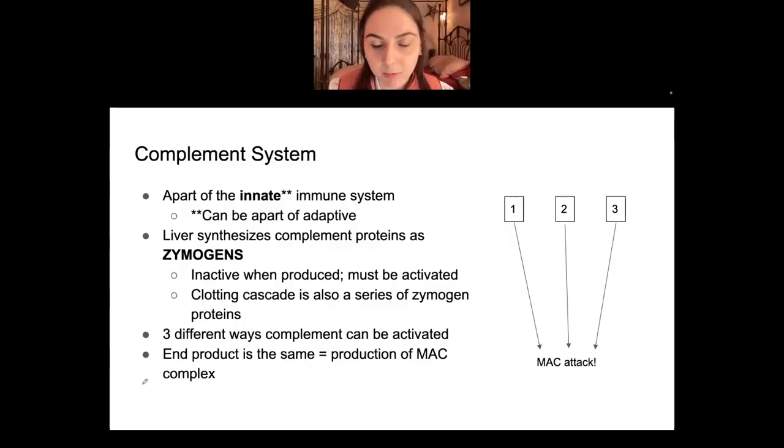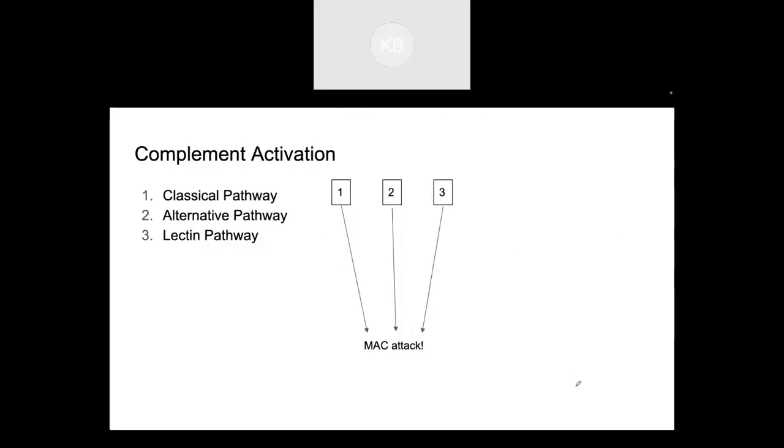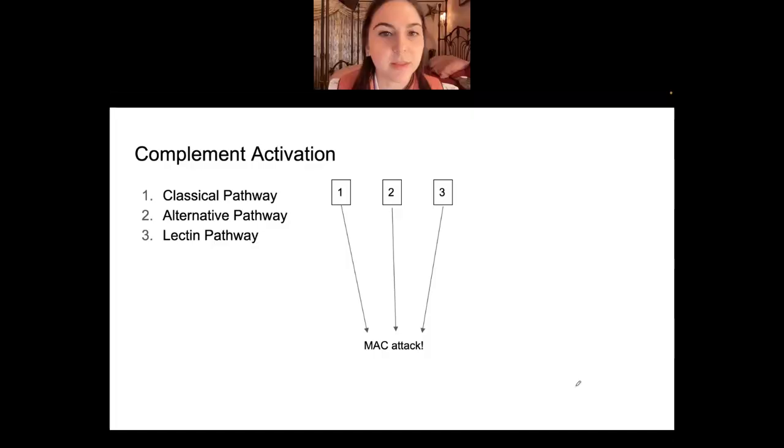There are 3 different ways that complement can be activated, as you can see here, 1, 2, 3. But the end product is always the same. You always get formation of what's known as the MAC complex, which we'll talk about, but you do need to know these 3 ways of activating it, and then the downstream effects. These 3 pathways are the classical pathway, the alternative pathway, and the lectin pathway. The only difference is how they're activated, but at the end of the day, you get formation of the MAC complex.